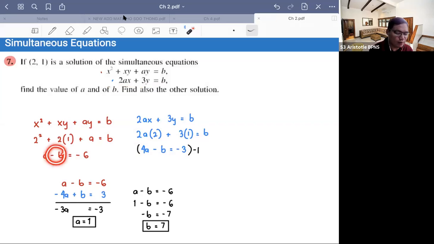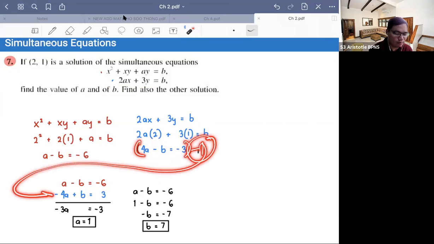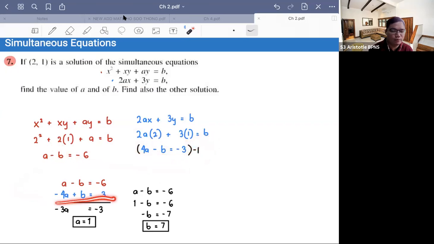Since I have negative b and another negative b here, I'll make my second b a positive b so I have opposites. What I did is multiply this by negative 1. So instead of this, I got negative 4a plus b equals 3. And then bring down the first equation. So b is eliminated, right? So a minus 4a is negative 3a, and negative 6 plus 3 is negative 3. Therefore, a is equal to 1.